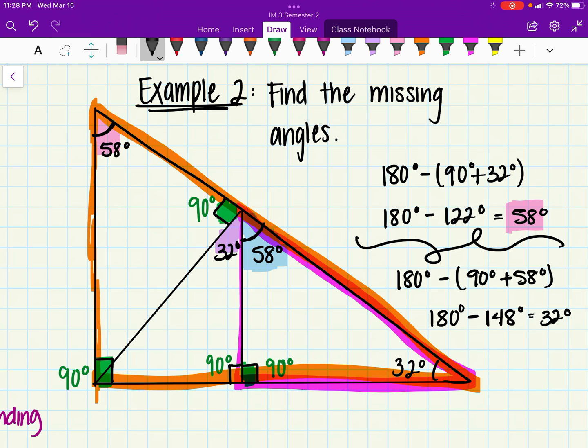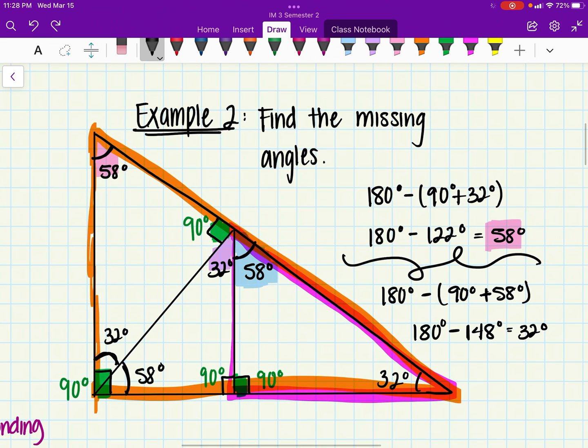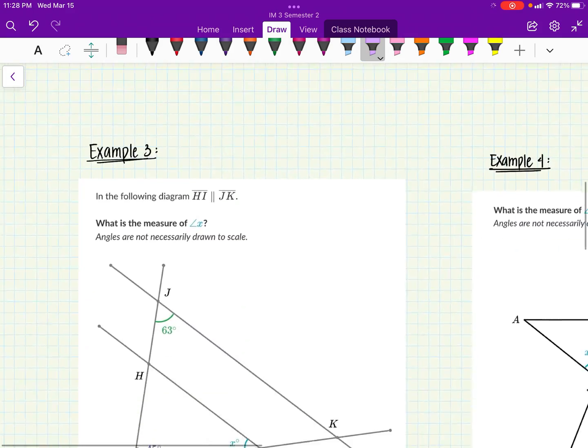All right. And in this case, we could probably say that this here is also 32 degrees, and this here is 58 degrees, because once again, all the angles are going to be repeating. This is 58, that's 58, that's 58. So you do repeat a lot of the angles here. The angles we worked with, once again, were 58, 32, and 90 degrees. All right. Let's move on to the next one.